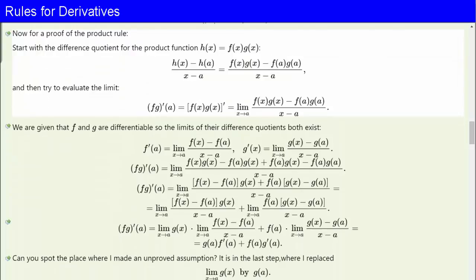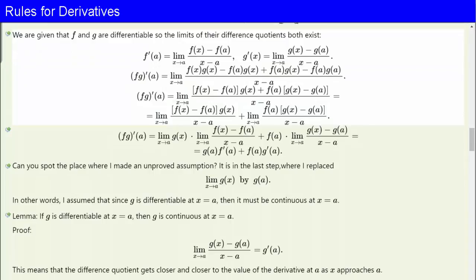Now for a proof of the product rule. Start with the difference quotient for the product function h of x equals f of x g of x. So you write down h of x minus h of a divided by x minus a. And that's just the product, f of x g of x, minus the product f of a g of a, all divided by x minus a. Now we have to try to evaluate the limit as x goes to a of f of x g of x minus f of a g of a over x minus a.